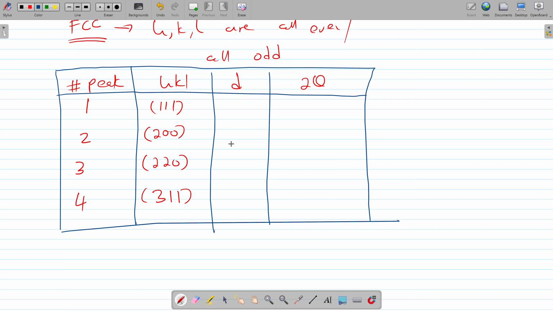So next, what we need to do is calculate the D-spacing of each peak. So I'm going to start with the first one.